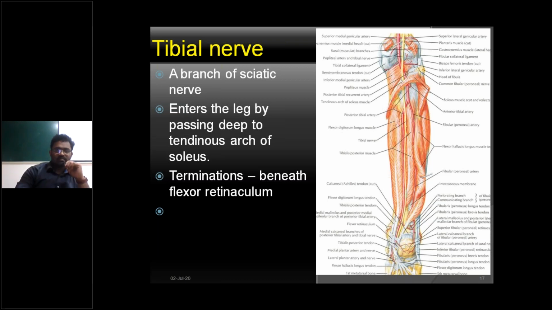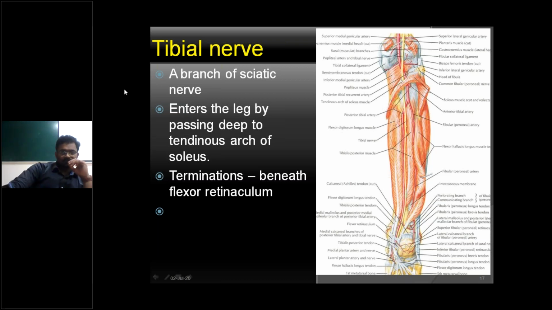So the tibial nerve is a terminal branch of the sciatic nerve. The larger terminal branch of the sciatic nerve is the tibial nerve. Root value arises from L4, L5, S1, S2, S3. So that is the root value of the tibial nerve. Tibial nerve is a branch of the sciatic nerve.